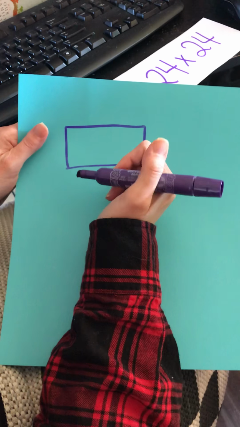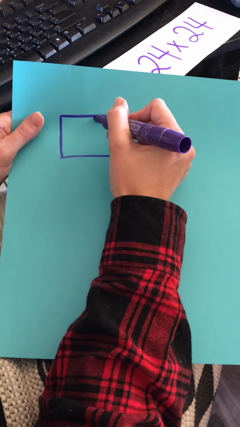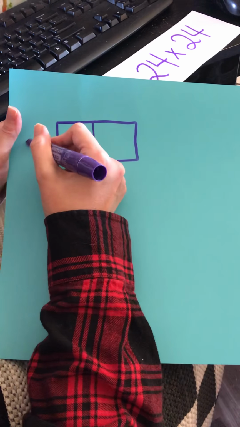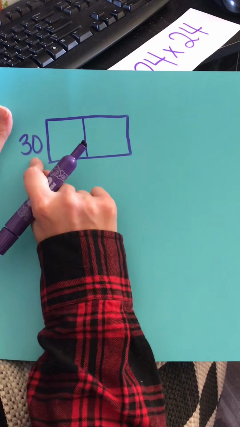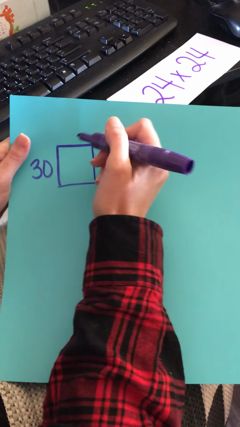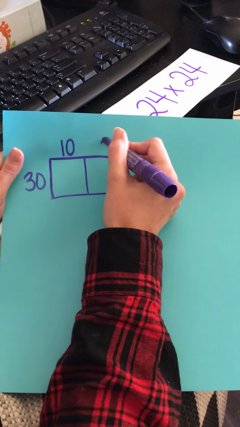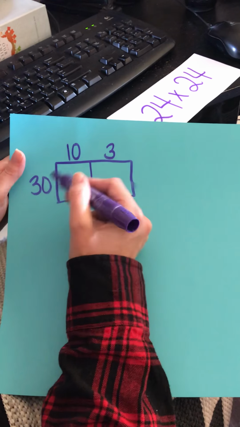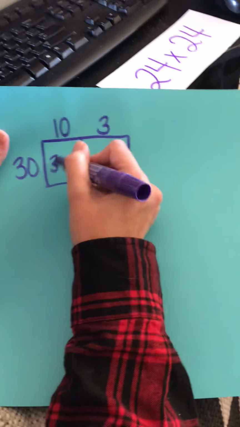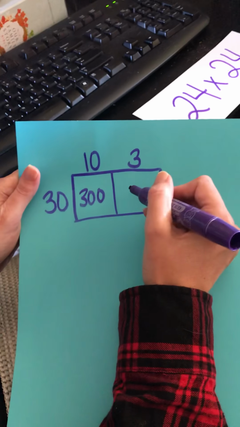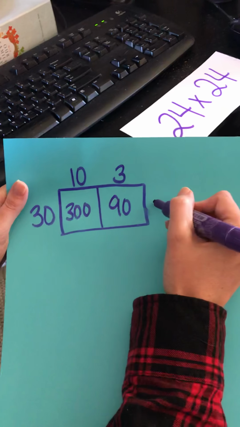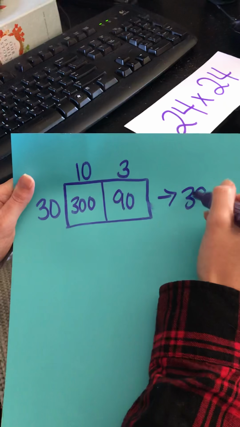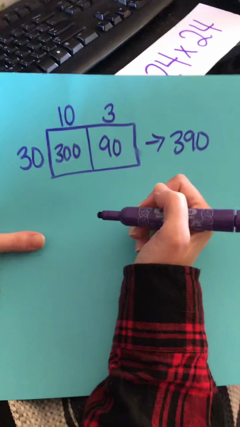So I'm going to set up an area model for this one. And since I've got 0 ones, I can just write 30 here. And then for 13, 10 and 3. So 30 times 10 gives me 300. And then 30 times 3 gives me 90. So I've got 390. And then now I'm going to multiply that by the height.